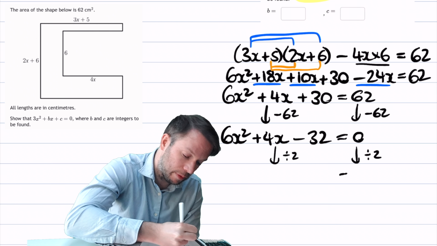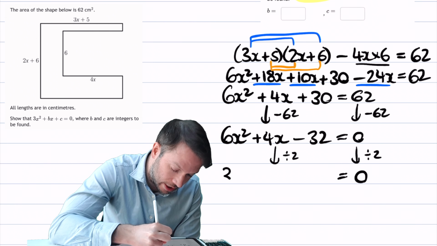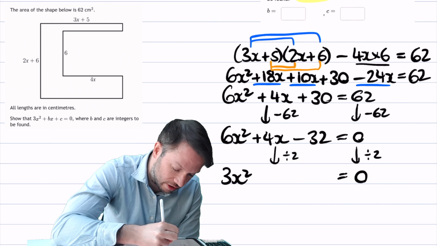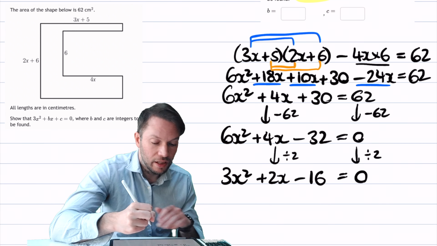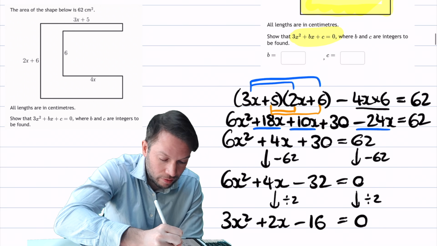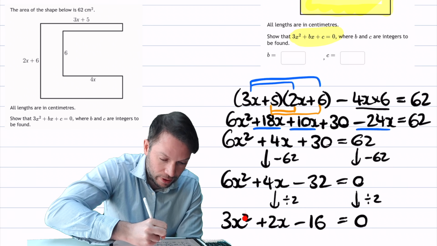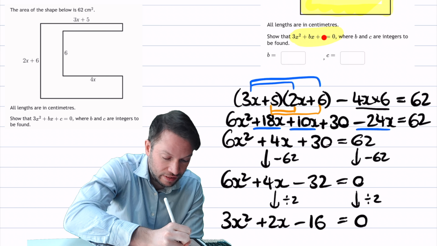Now, 0 divided by 2 is just 0. And then 6x squared divided by 2 is 3x squared. 4x divided by 2 is 2x. And minus 32 divided by 2 is minus 16. So now we do have an equation of the required form, because we've got 3 times x squared, 3x squared, plus something x, plus 2x, plus c.